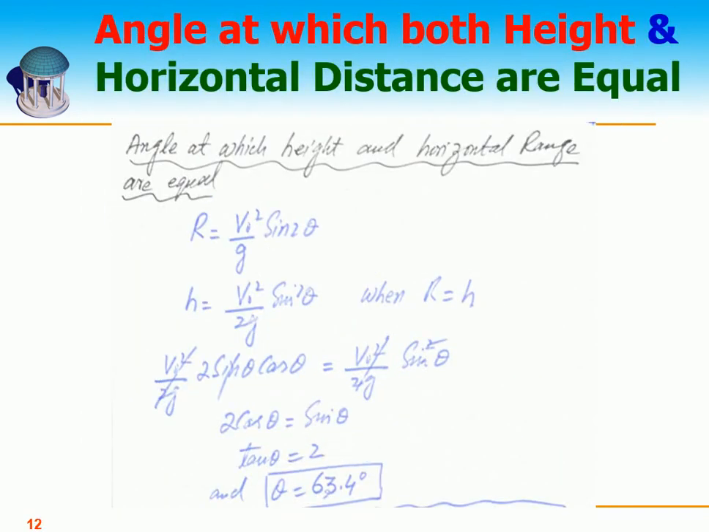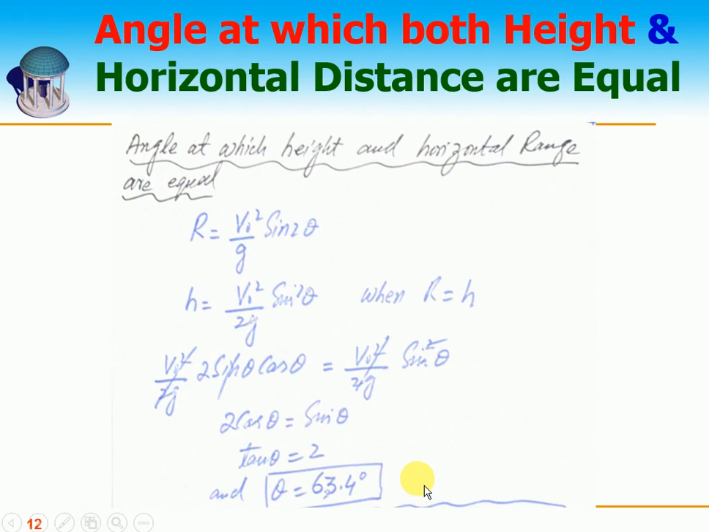Now the next important parameter for projectile motion is the angle at which height and horizontal range are equal. You know that the horizontal range is v naught square by g sine 2 theta, and maximum height is v naught square by 2g sine square theta. We need to find when R and H are equal. We compare these two equations. Of course, v naught square by 2g cancels out, and sine theta squared cancels out. We get 2 cos theta is equal to sine theta. So tangent theta is equal to 2, or theta is equal to 63.4 degrees.